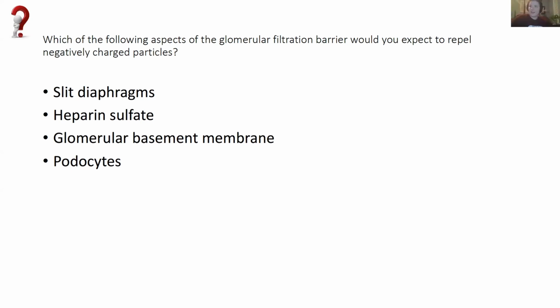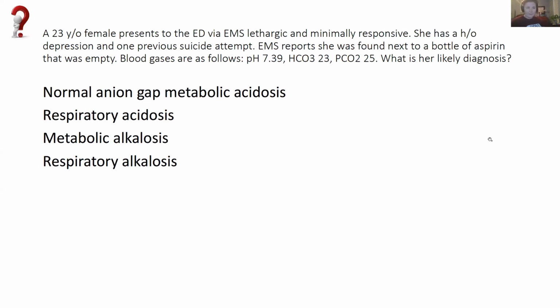Okay. I think everyone's pretty much agreeing on B, which is correct. So repelling negative charges: heparan sulfate is negative, and like repels like, so that is going to repel the negative charges. I'm pretty sure we had a question about that on our test. So it's an easy point if you remember it.